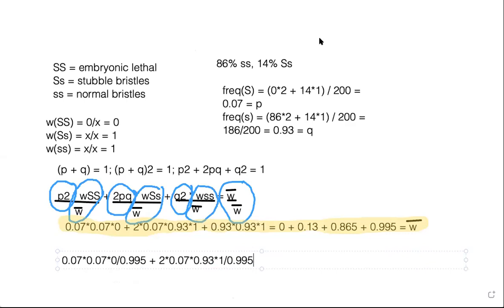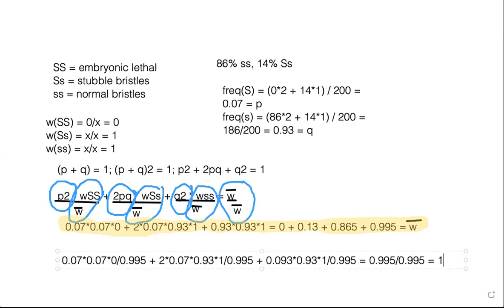That term is going to be our frequency of heterozygous flies after 1 generation. And then this term is going to be 0.93 times 0.93 times 1 divided by 0.995. And that term is going to be our frequency of little s flies after one generation. And that's equal to 0.995 divided by 0.995, which is equal to 1.